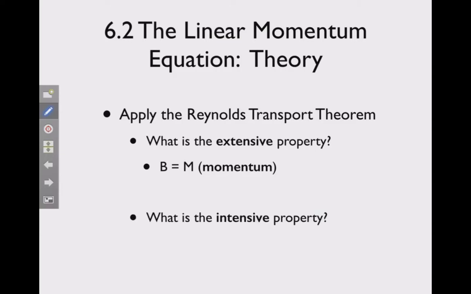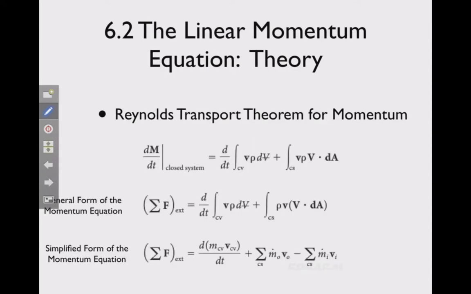Now, what is the intensive property? If B is our extensive property, little b was just B over M. And so in the case of momentum, our intensive property is going to be just the velocity. So here we have momentum as our extensive property, and down here we have velocity as our intensive property. And so we can just merely write down the equation as we did before.